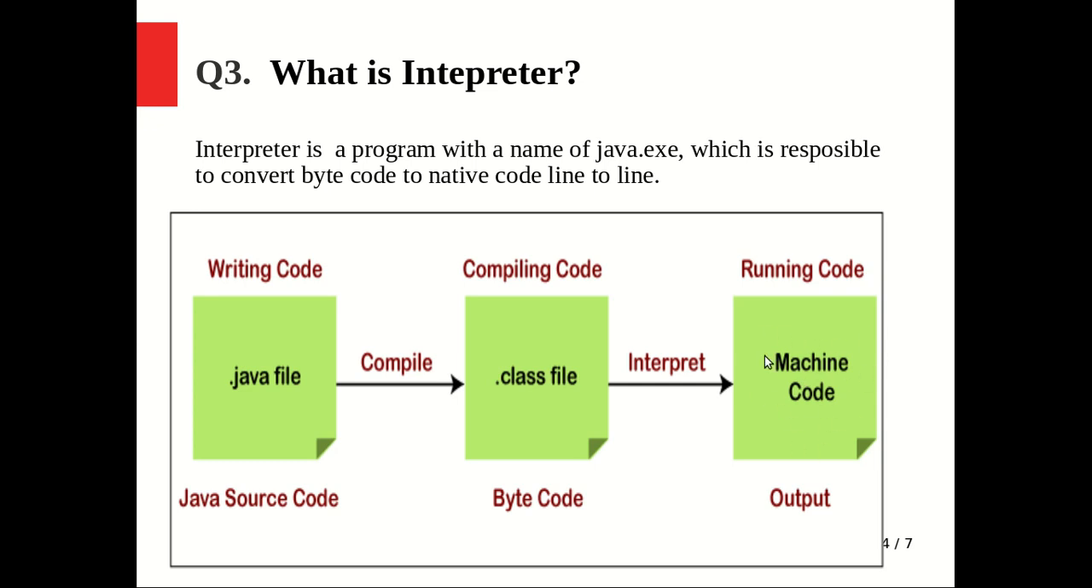Now let's see the main function of the interpreter. The main function of the interpreter is to convert the byte code instructions to machine code line by line at runtime without changing the sequence. Second point, it performs all the activities of the Java runtime system. Third point, it runs the application program by reading and interpreting the bytecode files, right? So the interpreter is a program responsible for converting bytecode to native code line by line.